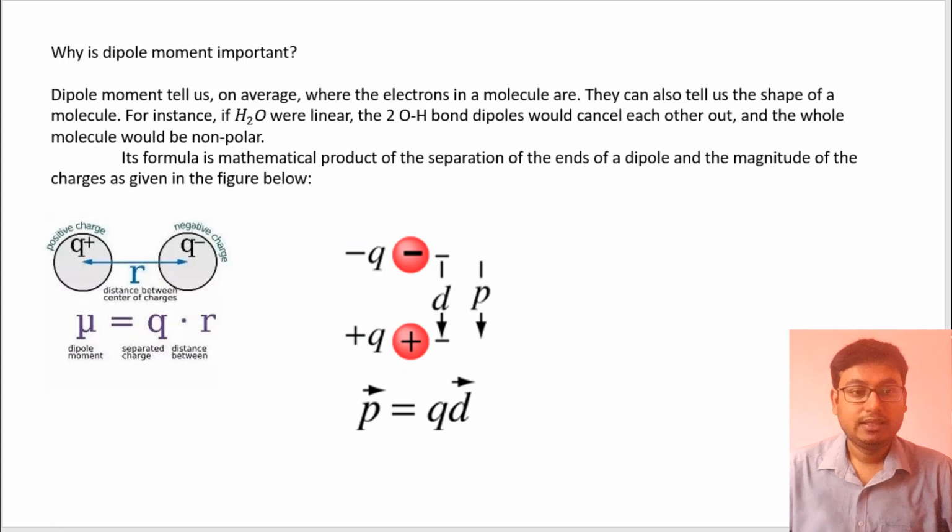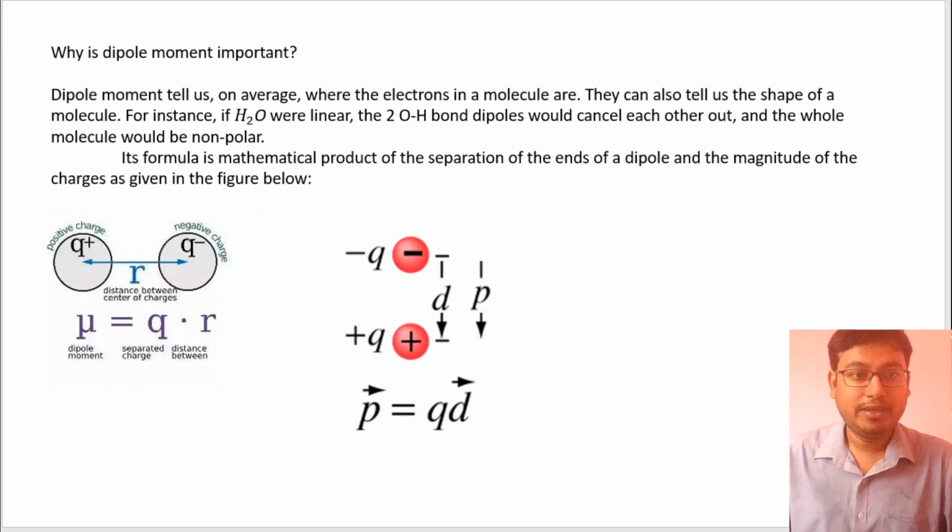So here the dipole moment is equal to q into r, means taking the magnitude of any one of the charges into the distance between the charges, as we see in the second figure. Here in the second figure, the negative charge and positive charge are separated by a distance d, and the dipole moment is equal to q into vector d, that is the magnitude of any one of the charges multiplied by the distance between them. So I hope you now understand the meaning of dipole moment.